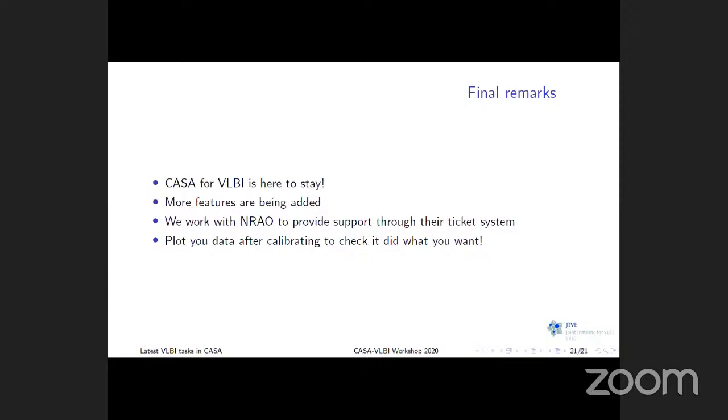You need to look at things, you need to inspect your data. And I've seen in earlier iterations of tutorials where we've had CASA VLBI, sometimes things go wrong, and if you don't check, you don't know what's gone wrong. You should always plot your data after calibrating to make sure it really did what you want. And the diagnostics for that are fairly simple, so there's no reason not to do that.